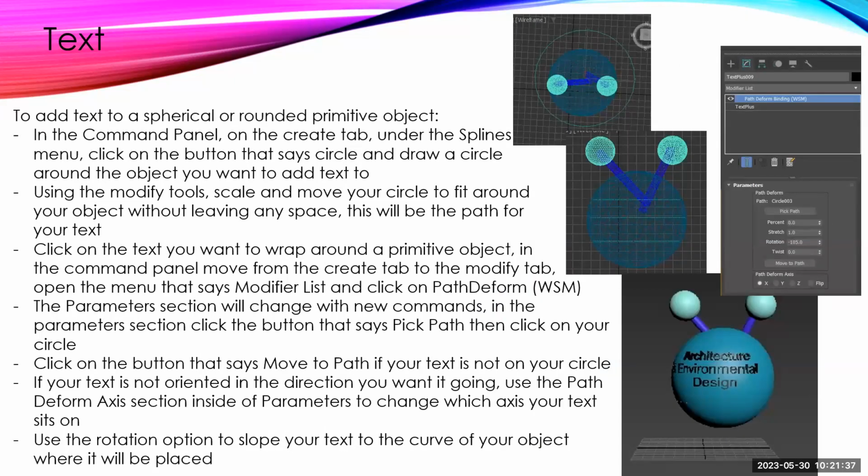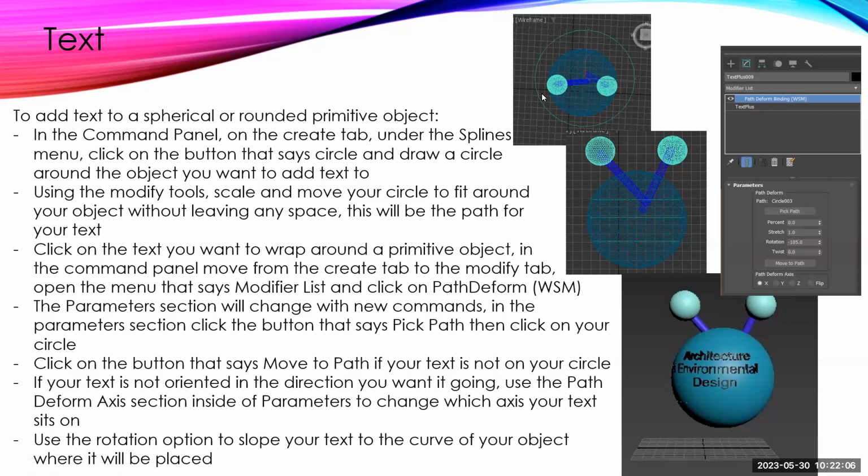To add text to a spherical or rounded primitive object, you would go to the command panel and under the splines menu, you would click the button that says circle and draw a circle around the object that you want to add the text to. And you would use modify tools, scale and move, to move your circle to fit around your object without leaving any space.